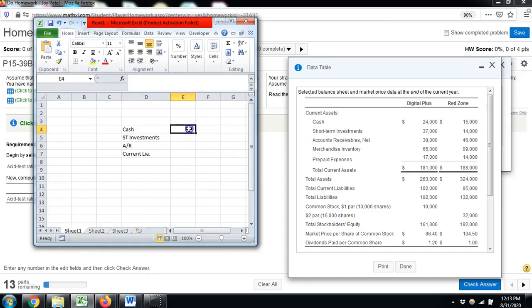And so cash for, let's call it DP, which is this digital plus, and red zone. So cash is 24,000. So I got all those numbers from these rows here, and the total current liabilities we're getting from here.